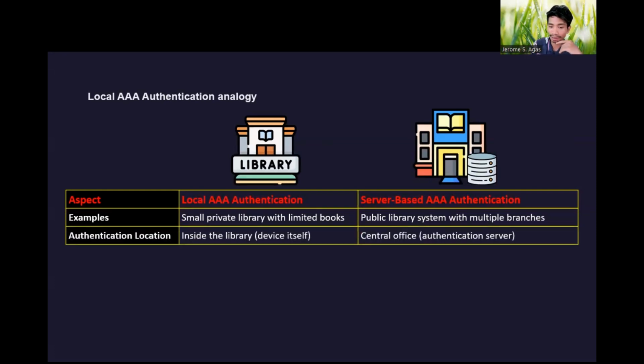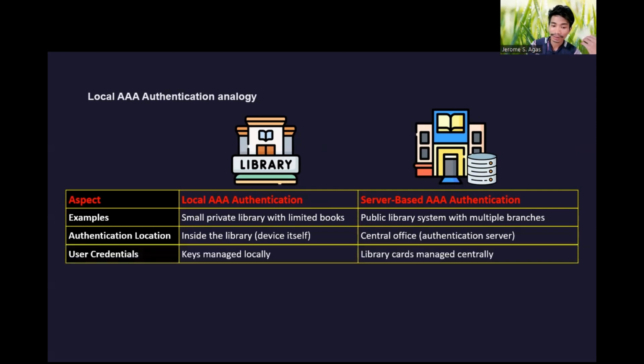So where is it located? They say the authentication location is inside the library, so the device itself, right? Because it is limited. Whatever is inside, that's it, right? Unlike the central office. The authentication location is on the central office, which is what you call the authentication server, right?